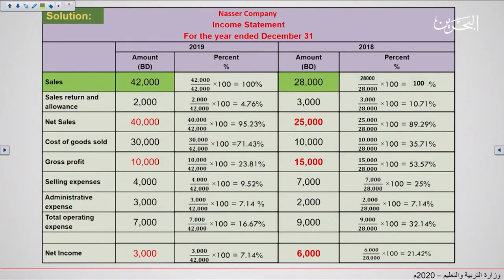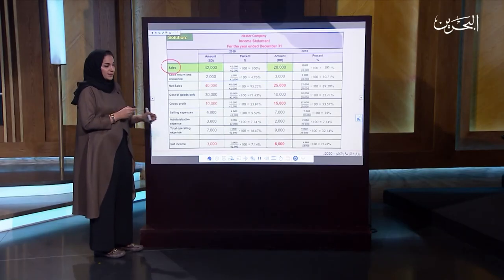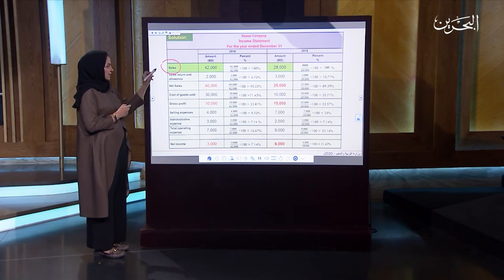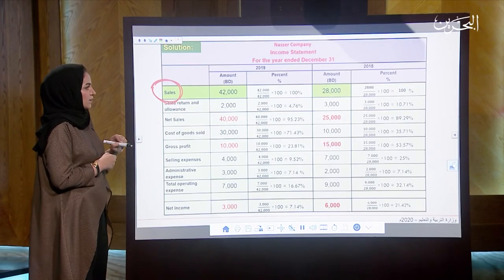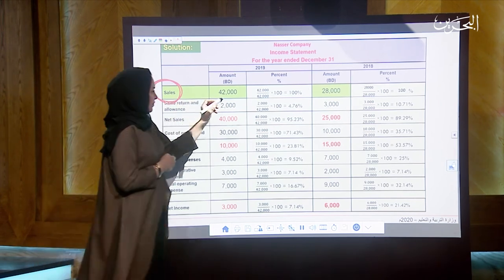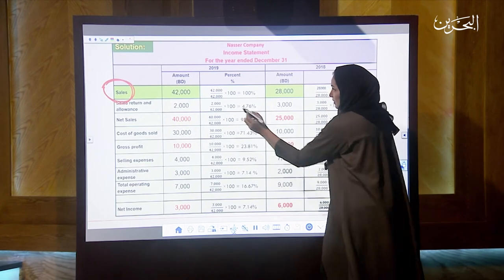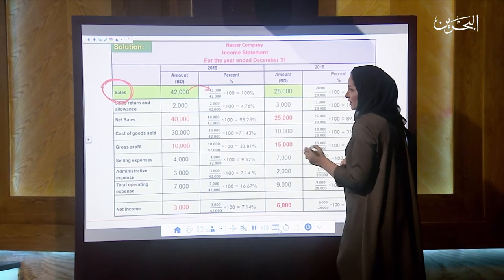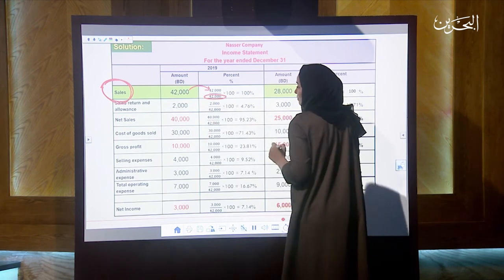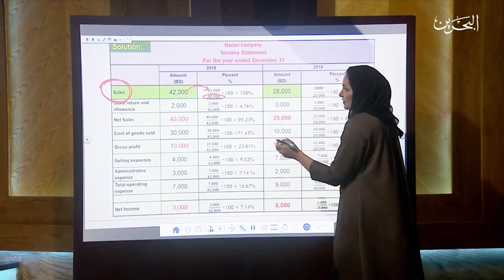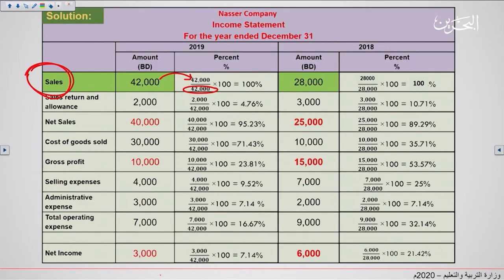Okay, let's see the income statement. The rule says any item of the income statement divided by sales or net sales. In this income statement, we already have the sales and net sales, but we will choose the sales. Okay, let's start with the sales. 42,000 divided by 42,000 multiplied by 100 equals 100%. The same for all the amounts here. We just copy the first number, 42,000, the same for all the figures.